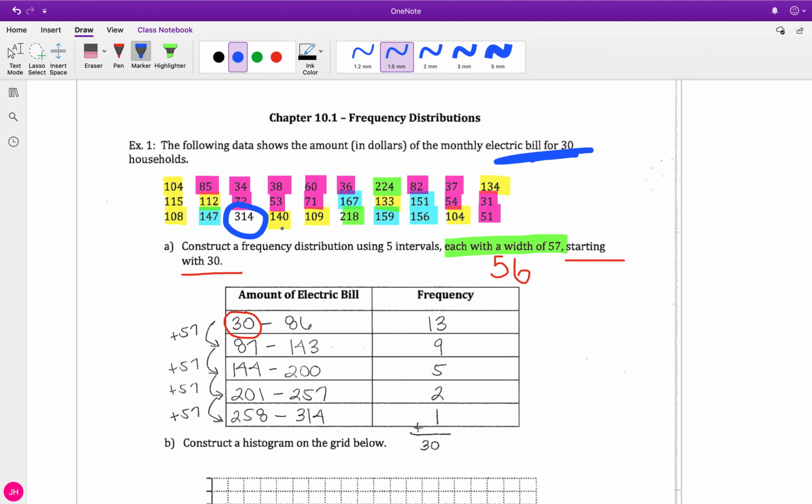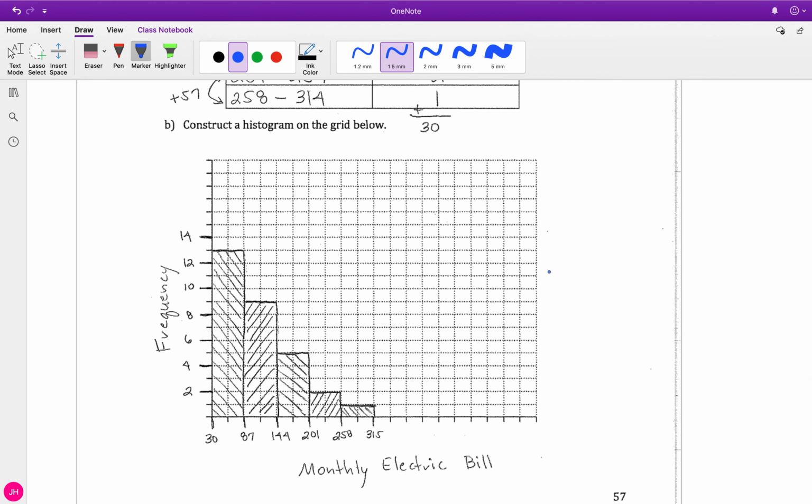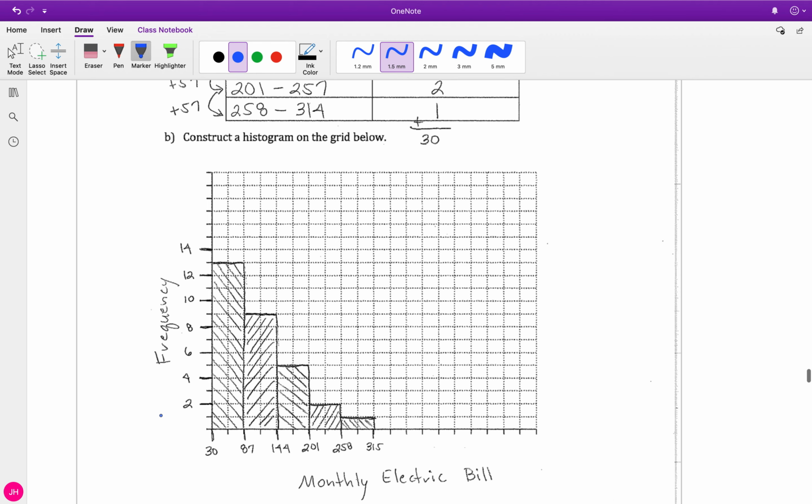Now I'm going to take this frequency distribution and make a histogram. A histogram is going to look like a bar graph, but it's not a bar graph. A histogram uses numerical data, and the bars, the rectangles, actually touch. With a bar graph, the rectangles don't touch, and it can use qualitative data as well.